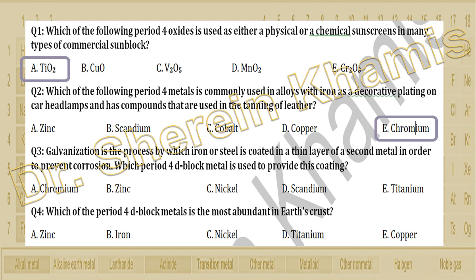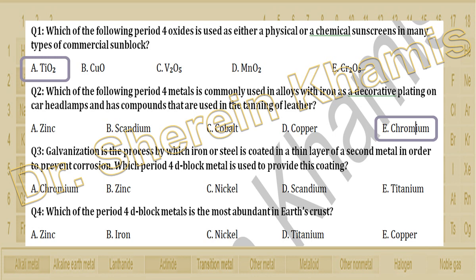Okay, let's go to question 3. Galvanization is the process by which iron or steel is coated in a thin layer of a second metal in order to prevent corrosion. Which period 4 d-block metal is used to provide this coating?